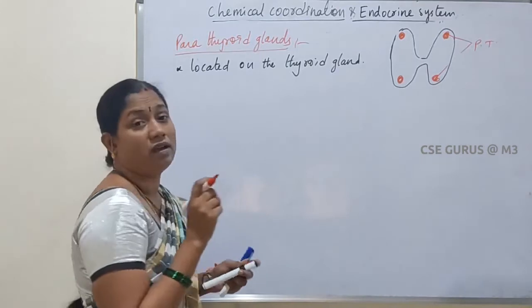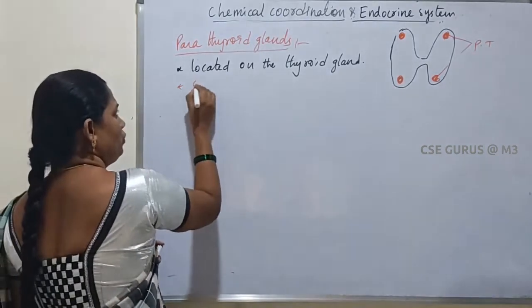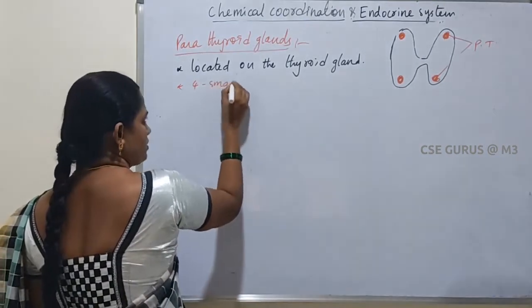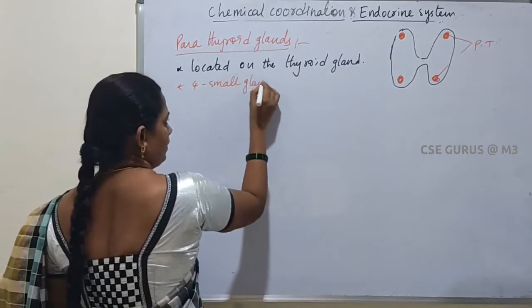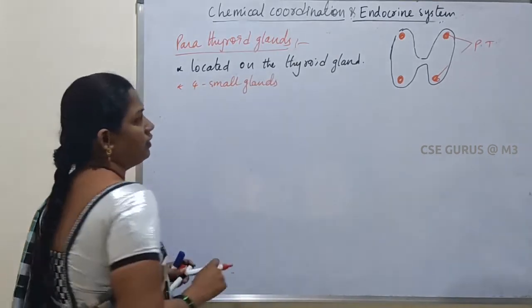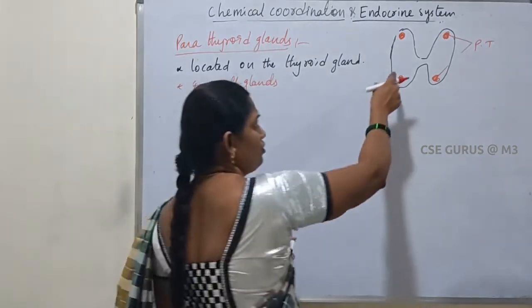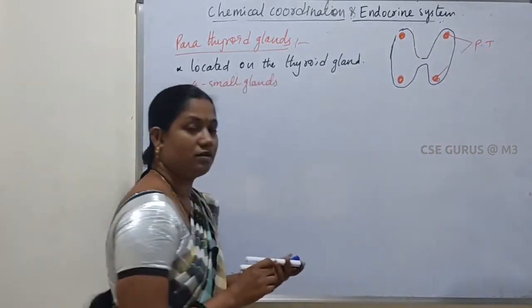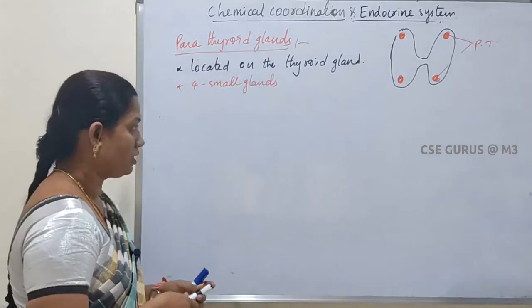So 4 small glands are present on the thyroid gland. In each lobe, 2 glands are present. Okay, so this is about location.